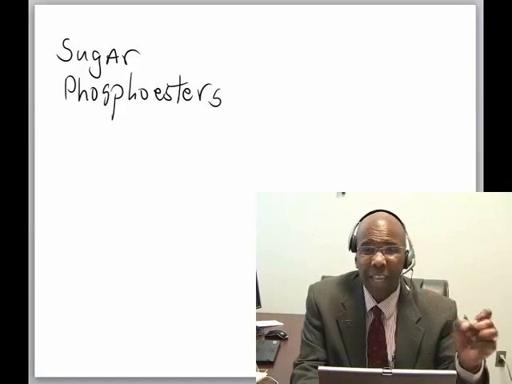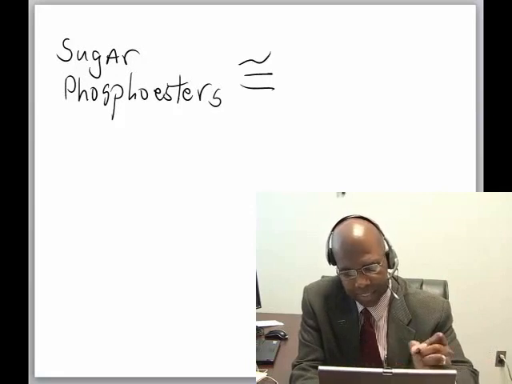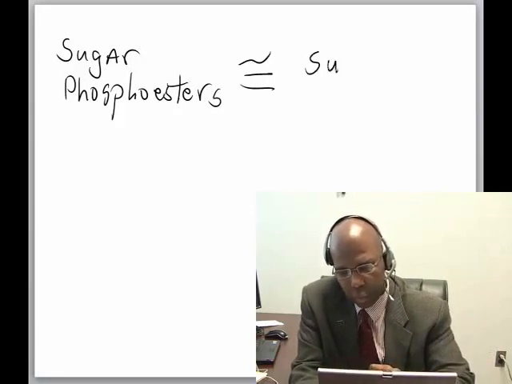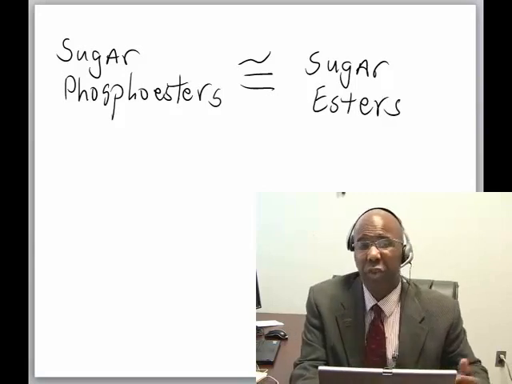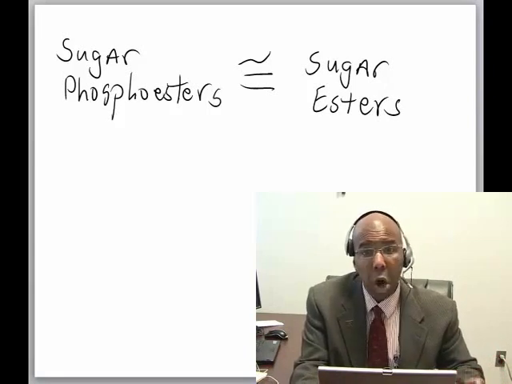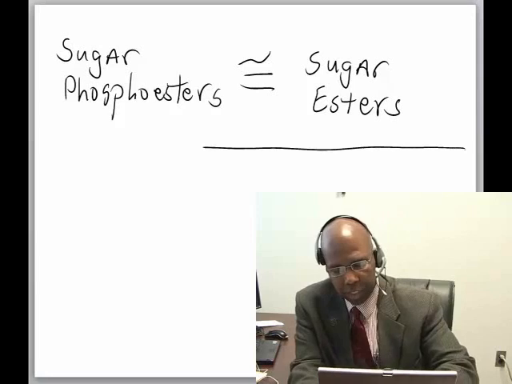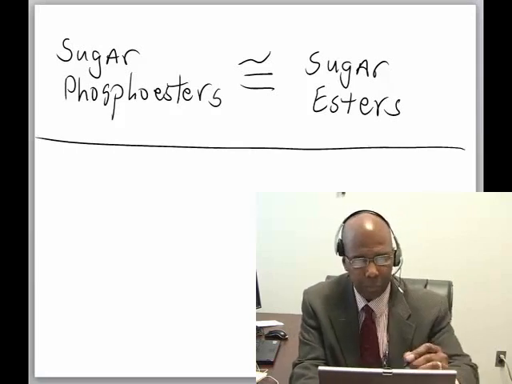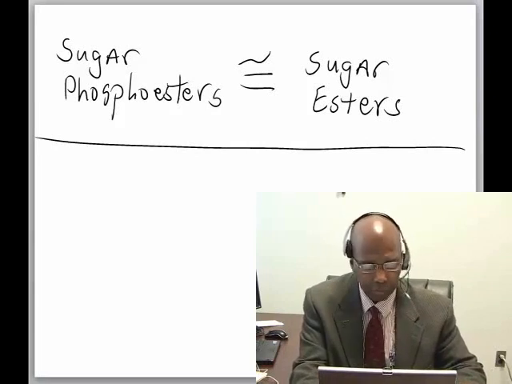Since nearly all of the esters of sugars are phosphoesters, this is equivalent to saying the sugar esters. We'll be looking at sugar esters. And so if I ask you to draw a sugar ester, I'm talking about a sugar phosphoester. Or if you're reading in a paper or in your textbook and they're talking about sugar esters, more often than not they're referring to the sugar phosphoesters. We'll look at 3 very common examples of these sugar phosphoesters, or these sugar esters.